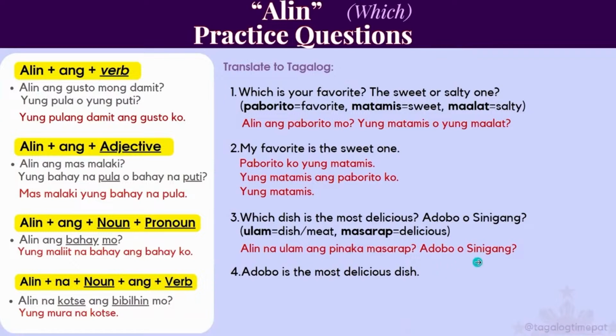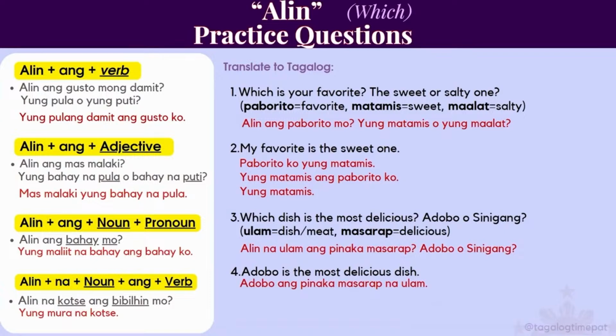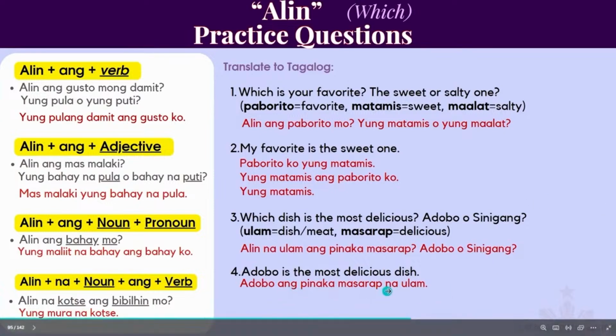And then the choices would just be adobo o sinigang. Adobo is the most delicious dish, would be adobo ang pinakamasarap na ulam. So, there you go. Hopefully you can see the patterns and then using some of these sentence markers when you want to add more information to your sentence.